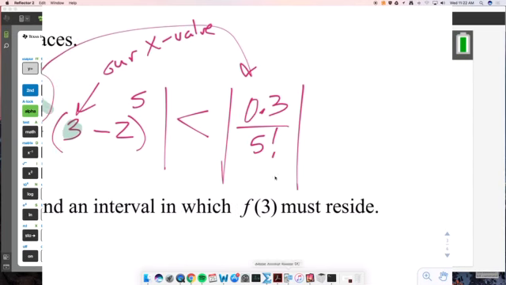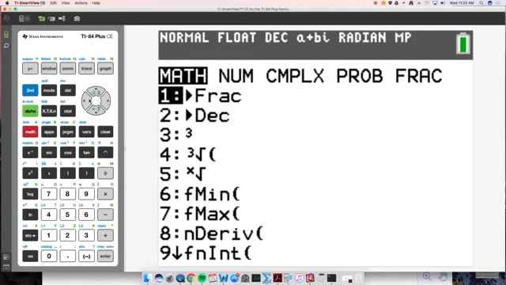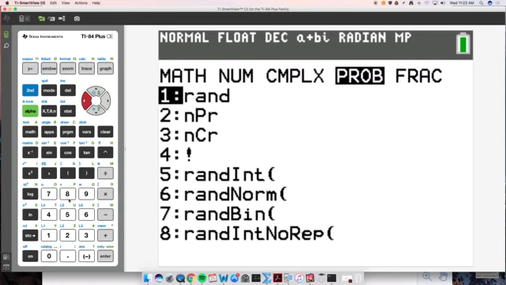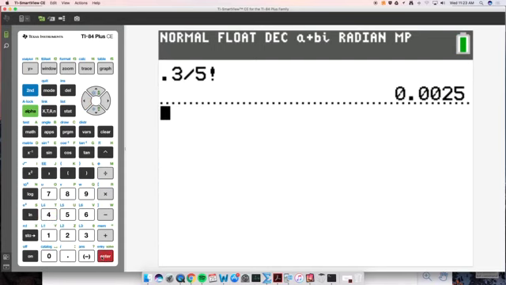So let's go ahead and use the calculator now, because 0.3 over 5 factorial is kind of gross. 0.3 divided by 5 factorial, which, remember, for y'all is math, probability, 4. And that's equal to 0.0025. Right? And I'll write that down.